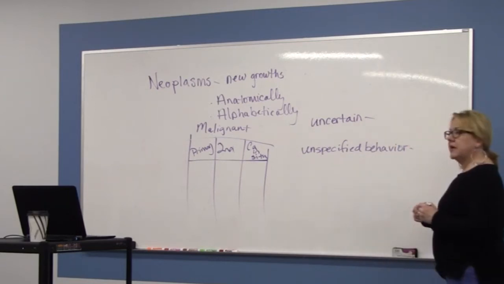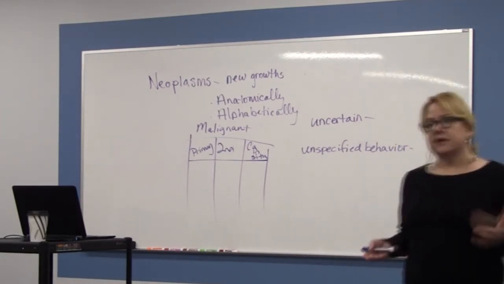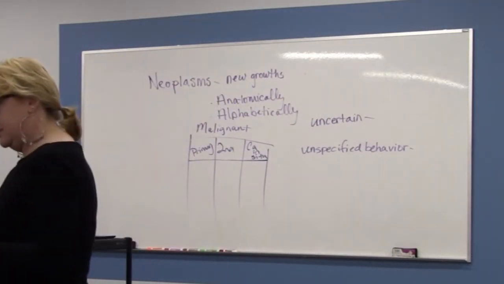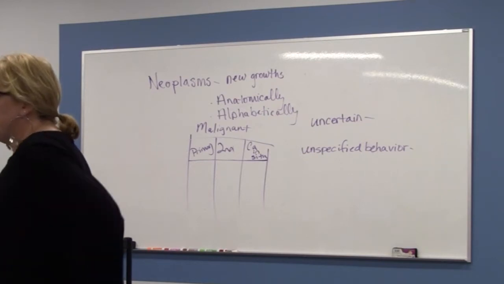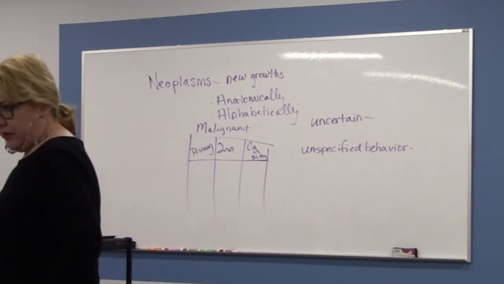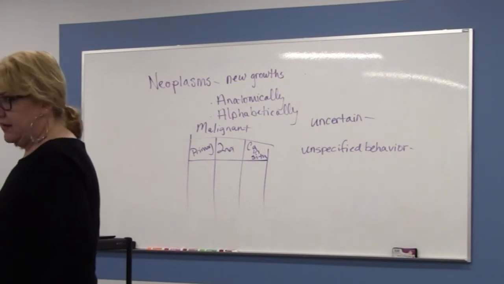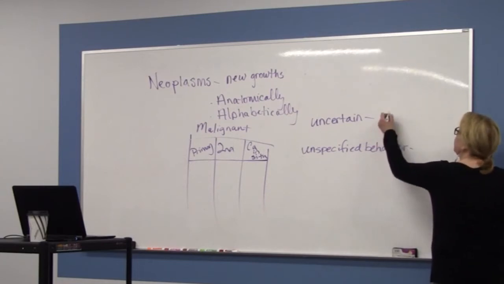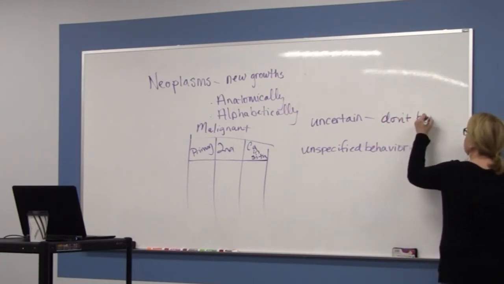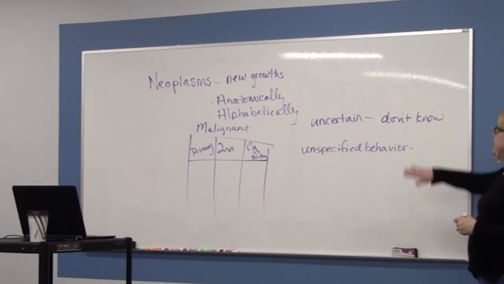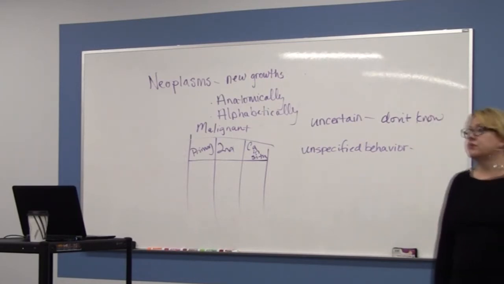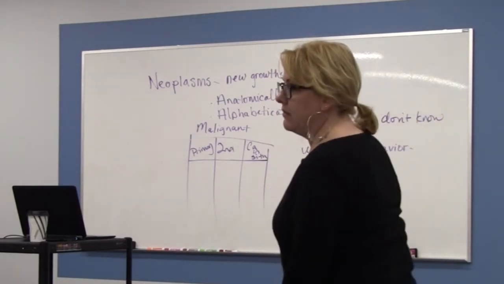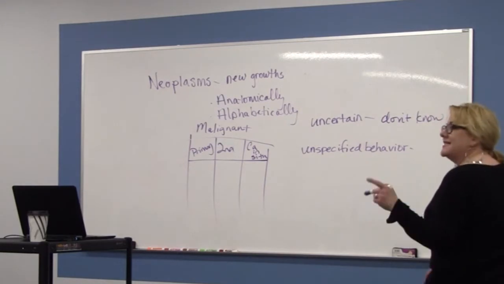Because remember, there's always going to be a pathologist involved in this, right? Because they're going to do a biopsy, and then a pathologist is going to examine those tissues and make a determination, correct? So typically, I'm not going to code probably anything until I've got that pathology report back, which makes sense, right? Uncertain means I don't know. Maybe I don't have the pathology report back and I'm going to send that claim in anyway. There's a tumor in my shoulder. I don't know what it is. Unspecified behavior means they can't tell.